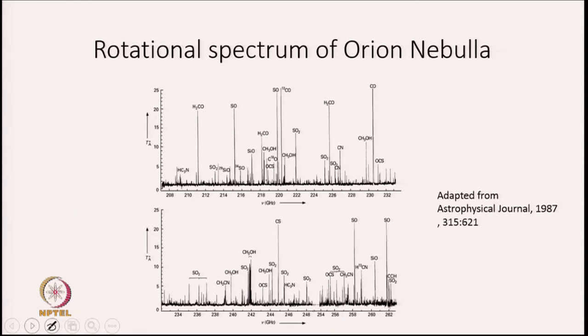Similarly, the rotational spectrum of the Orion Nebula has also been recorded, and this is adapted from the Astrophysical Journal. Here you can see different kinds of molecules like SC3N, S2CO, SO. This is from 208 to 232 gigahertz, and then 234 to 262 gigahertz. So many molecules can be seen in the rotational spectrum of the Orion Nebula.